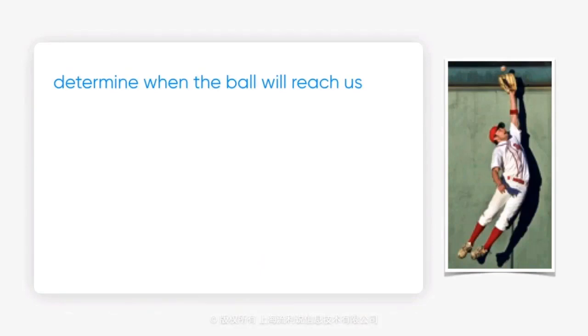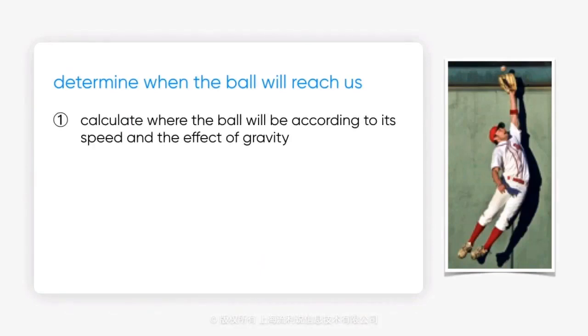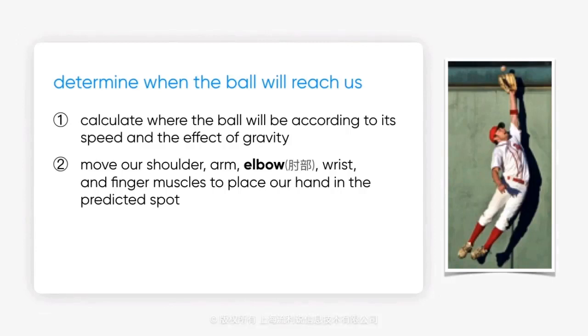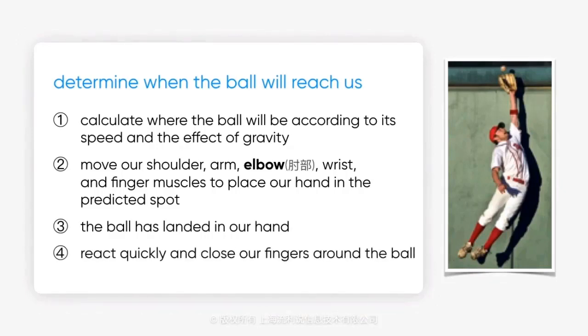Once we determine when the ball will reach us, we calculate where the ball will be according to its speed and the effect of gravity. We then move our shoulder, arm, elbow, wrist, and finger muscles to place our hand in the predicted spot. Once the ball has landed in our hand, we have to react quickly and close our fingers around the ball so it doesn't drop. All of this happens in about 2 seconds.